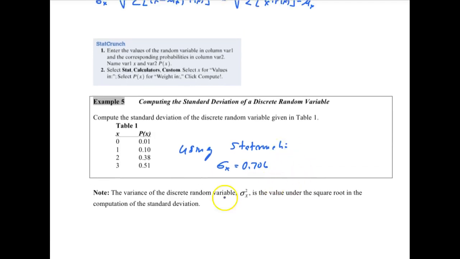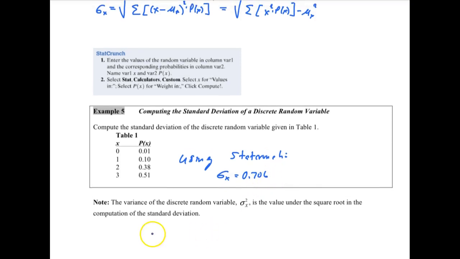Keep in mind, if you have any homework problems that ask you to do the variance, we don't use variance that often, but remember the variance is just the square of standard deviation. And so that's the way you would calculate that. If you ask for variance, just square that number. That's it for chapter 6.1.